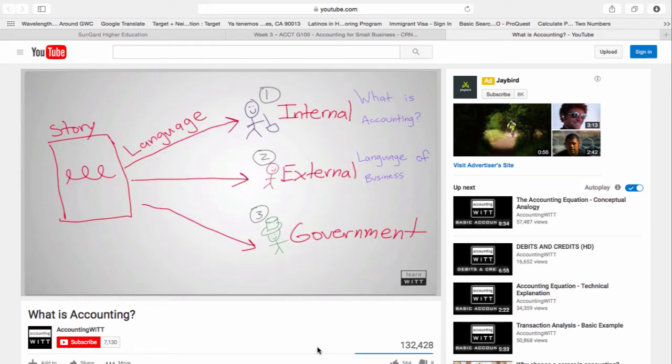The actual language that external users want to hear your information in is GAAP, which stands for Generally Accepted Accounting Principles. The government wants to hear your story based on the Internal Revenue Code. That is the standard by which you must tell your story. Now, internal users, what's the name of the language that they want to hear? It's actually whatever you want. There is no standard managerial accounting language.